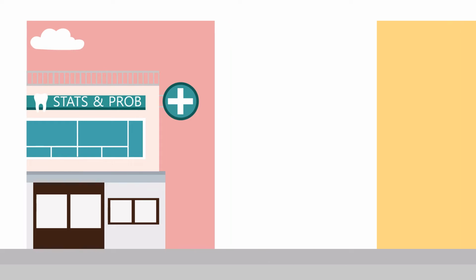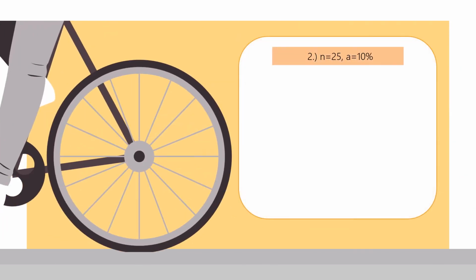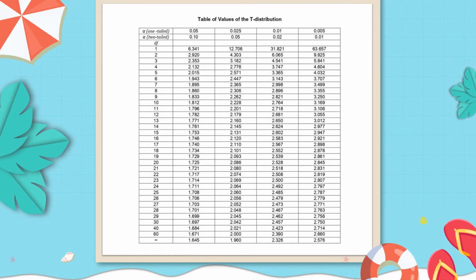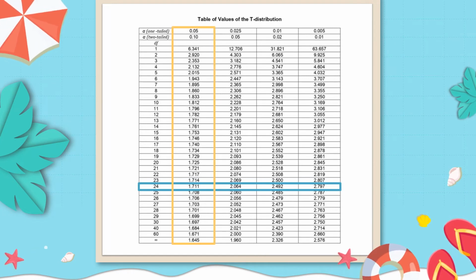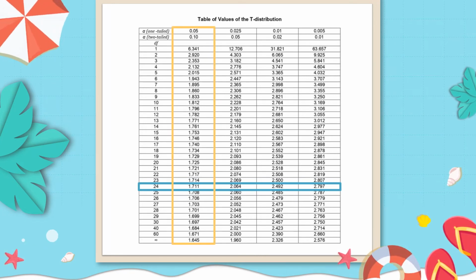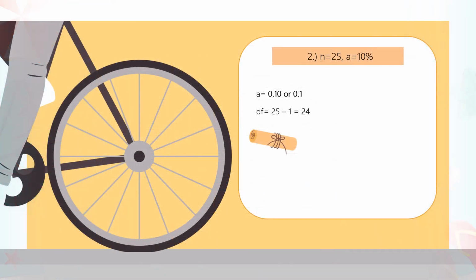Number 2. Find the critical value for t for a 10% alpha error when the sample size is 25. First, we identify the given problem. As you can see, the given was an alpha error instead of a confidence level, but no worries, the process is just the same. Since the alpha error is already provided, let us just turn it into a decimal form of 0.10 or 0.1. Then, solve for the degree of freedom. 25 minus 1 is equal to 24. Next, locate the intersection of the degree of freedom, which is 24, and the alpha error of 2-tailed 0.10. Now, the critical value is positive and negative 1.711.